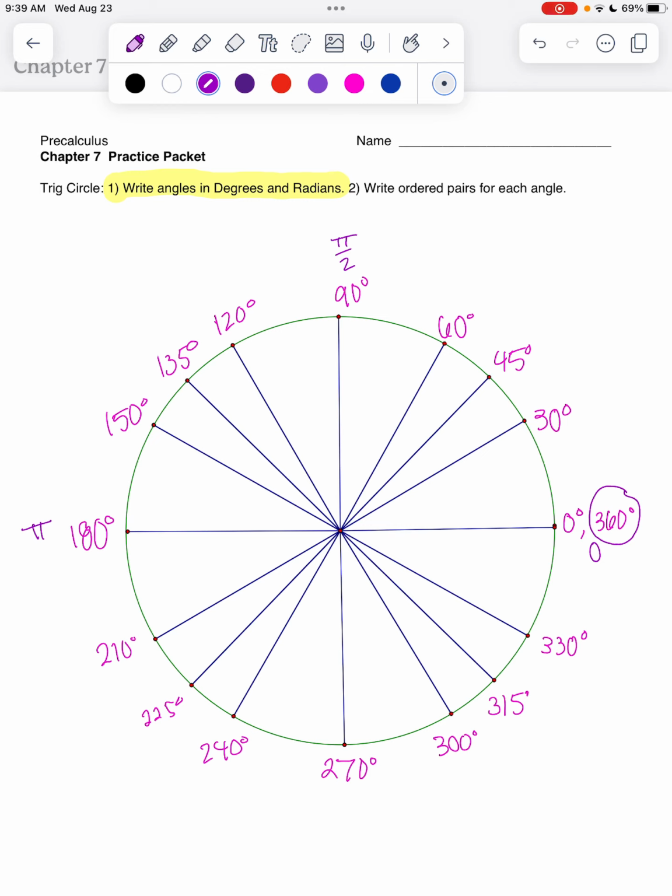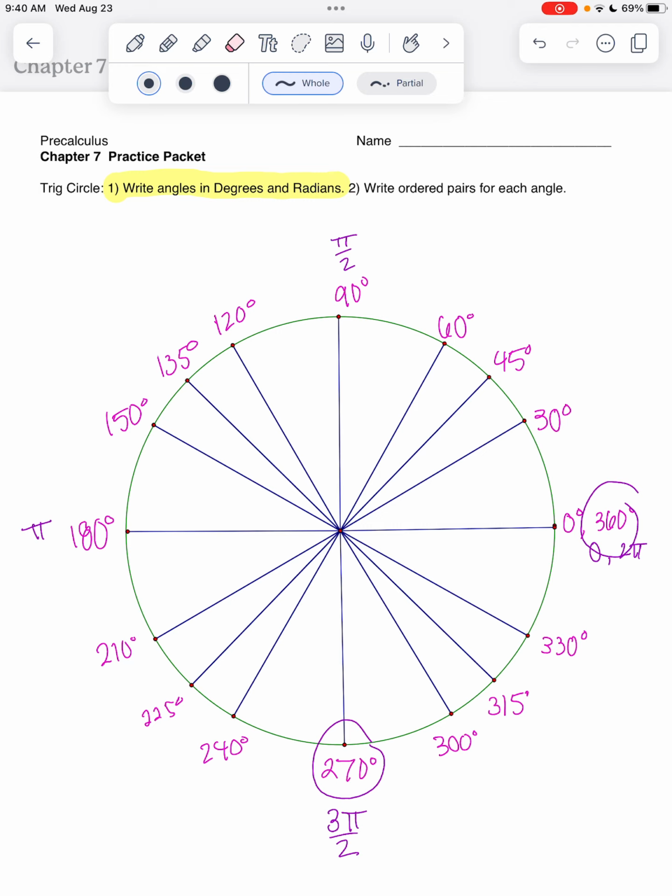Now what about 360 degrees from that 180 degrees? Again, we are just doubling it. So 360 degrees is going to give us 2 pi. Now in between 180 degrees and 360 degrees, we have our 270 degrees. So this one is just going to be 3 pi over 2 radians.